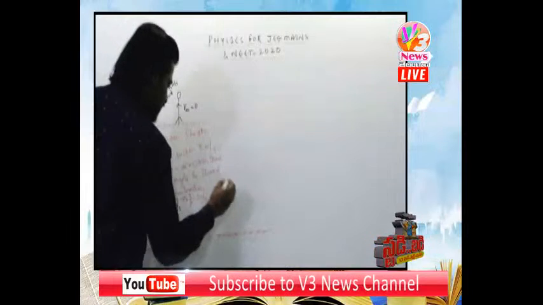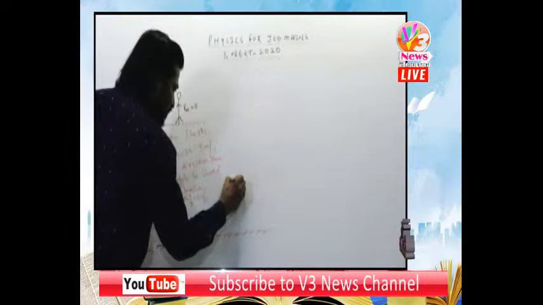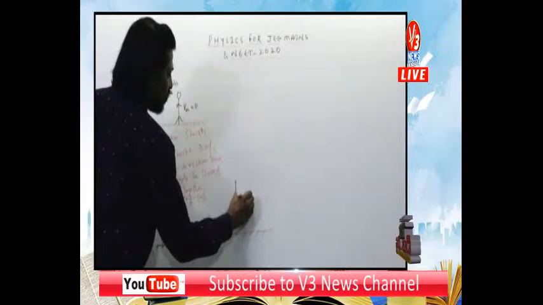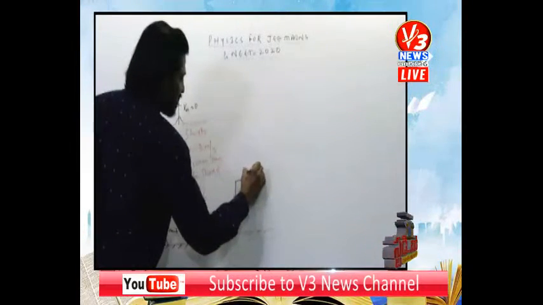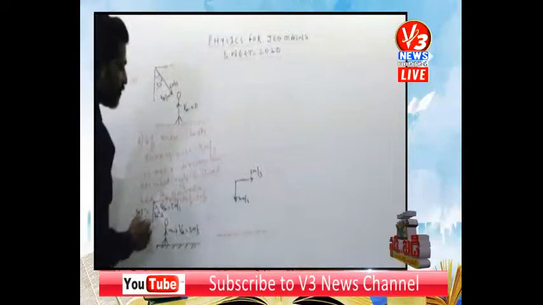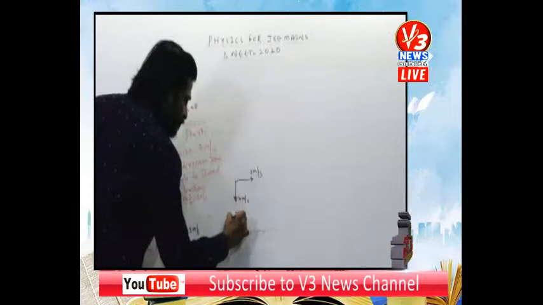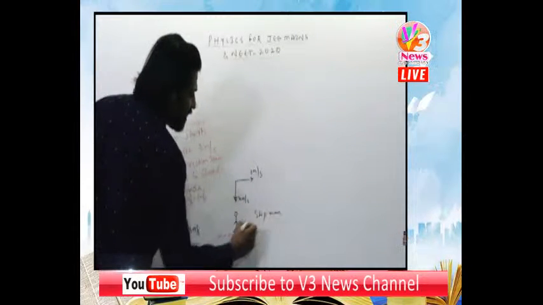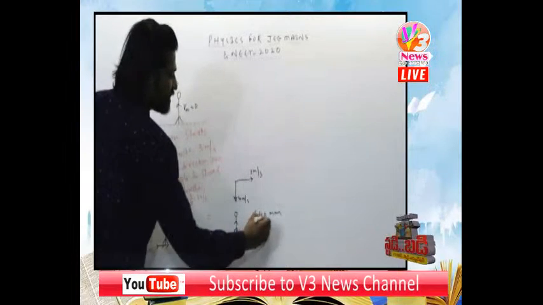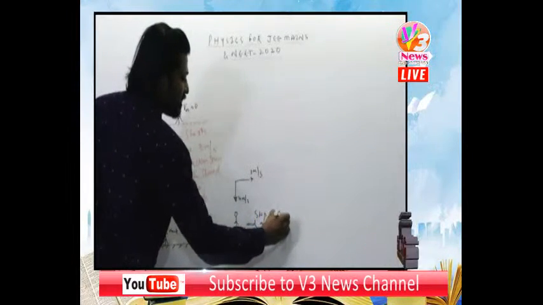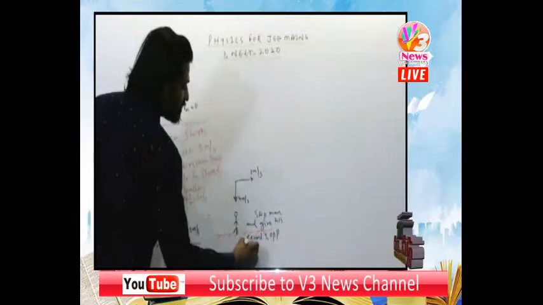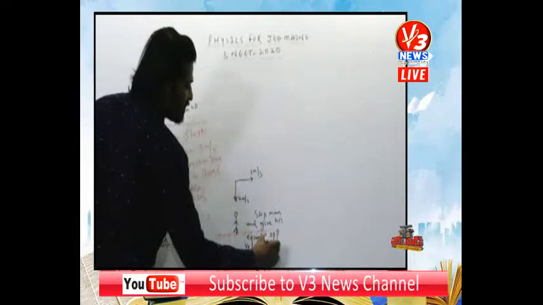Now the velocity of rain has two components: in the downward direction 4 meter per second, and in this direction 3 meter per second. This is the velocity of the rain. Now what are we doing? We are stopping the man and giving his equal and opposite velocity to the rain.